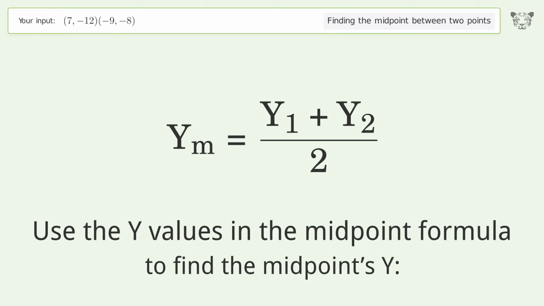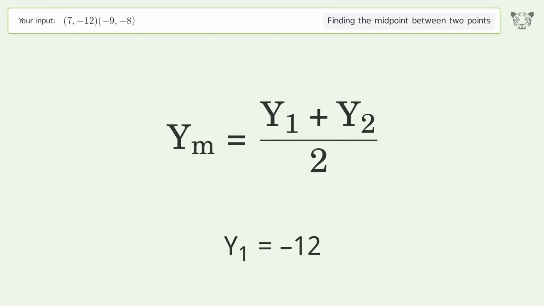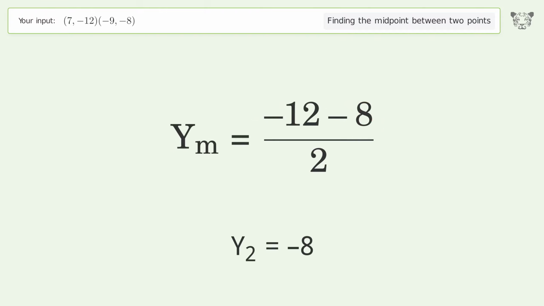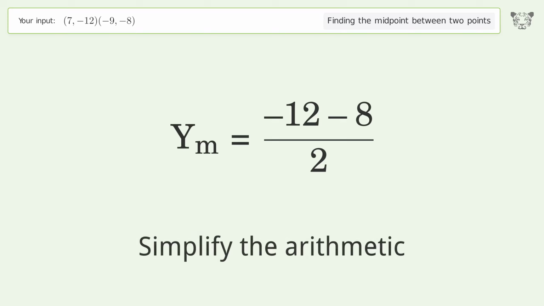Use the y values in the midpoint formula to find the midpoint's y. y1 equals -12. y2 equals -8. Simplify the arithmetic.